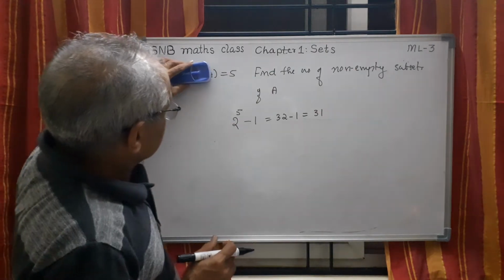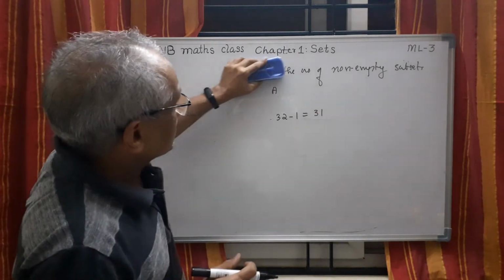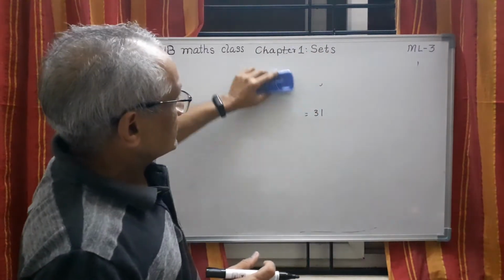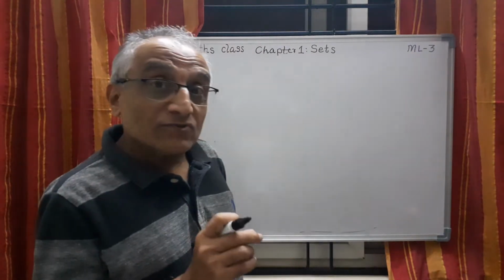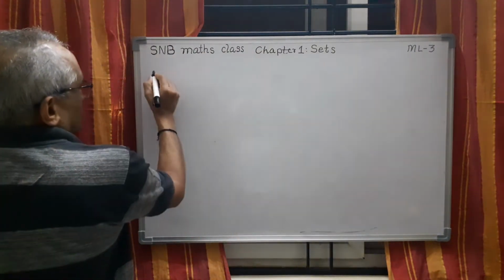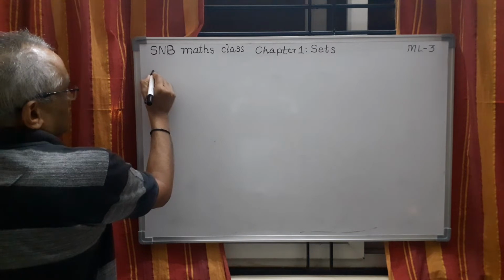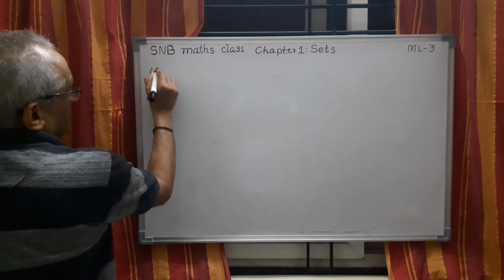So let us proceed now. The last one is the universal set. That is the last one under the types of sets. So that is denoted by U. So let me introduce the universal set.